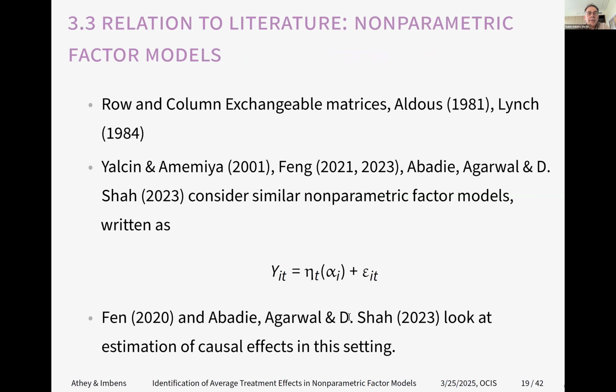Another related literature is that on row and column exchangeable matrices. In the end, we're just going to use the exchangeability across rows, because we don't want exchangeability over time. Because of the time ordering, it's very implausible that the time component completely removes all the time dependence. But starting from that, there's a literature on modeling the relationship non-parametrically, going back to work by Yeltsin and Amamiya, and recent work by Abadie, Agarwal and Shah. In particular, Fang and Abadie, Agarwal and Shah look at estimation of causal effects in that setting in a way that's related to what we're doing here.